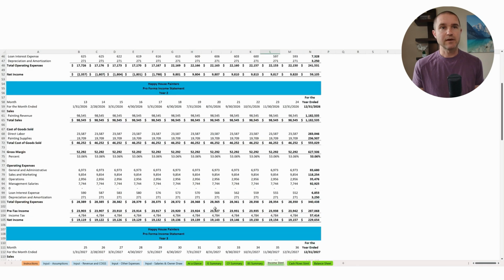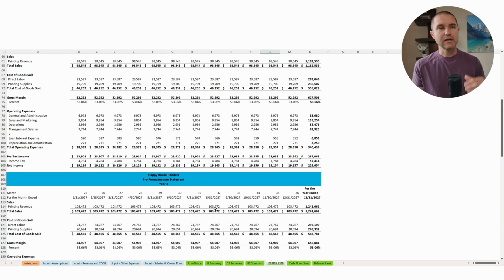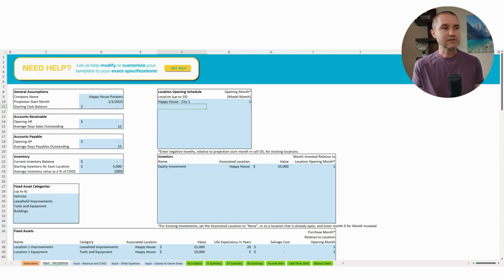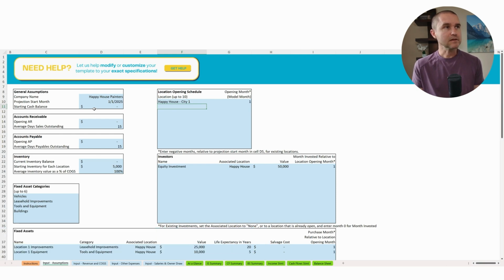and then the income statement, cash flow, and balance sheet all broken down by month for each of the 5 years. So if you're applying for an SBA loan, they're typically going to ask for monthly projections for at least the first couple of years in addition to the annual projections. So we're going to give you the full 5 years just in case you need that. All right, so in order to produce those reports, we have a little bit of work to do though. And so I'm going to jump back here to our input assumptions tab and walk you through.